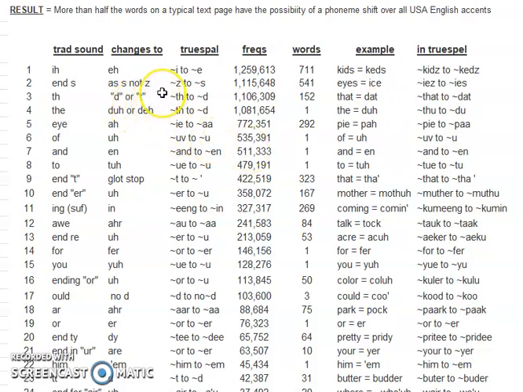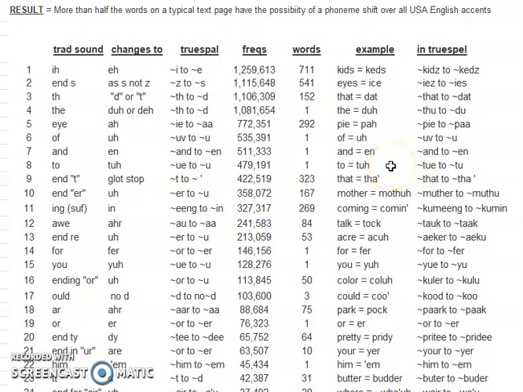Let's see, the th goes to a d or a t, and an example of that is that rather than that goes to dat. The goes to duh. Let's go down easy, real easy. Pie goes to pa. Of goes to uh, one of these days. And goes to n, you and me, Jim and Bill. So the a changes to a short e sound, and the d is dropped.